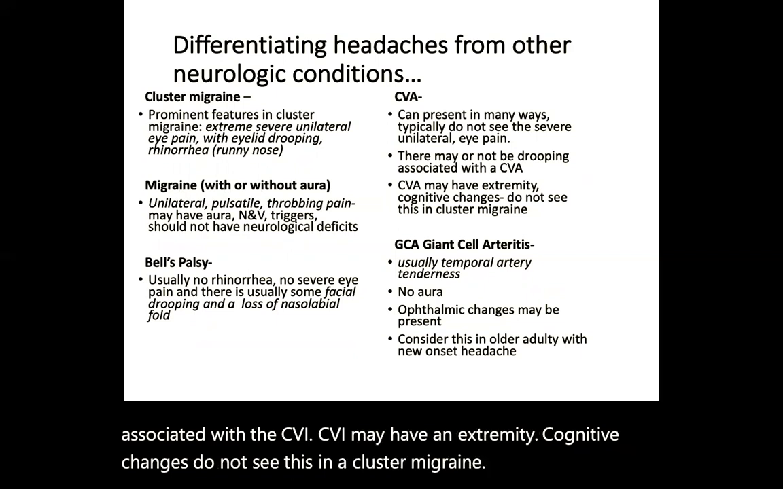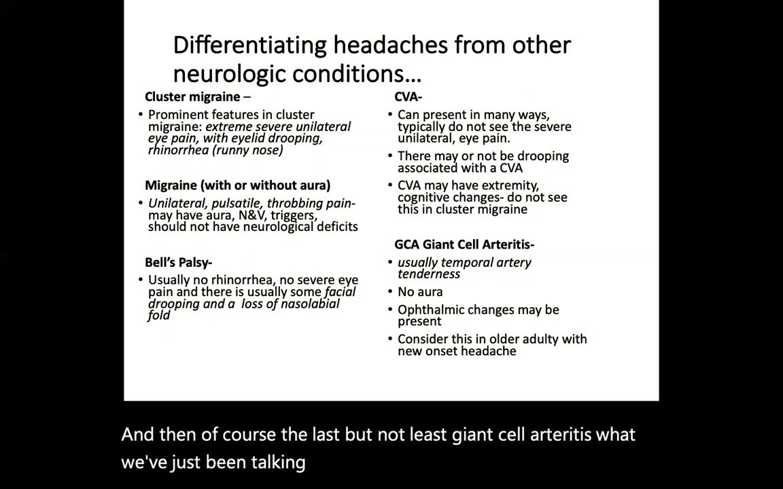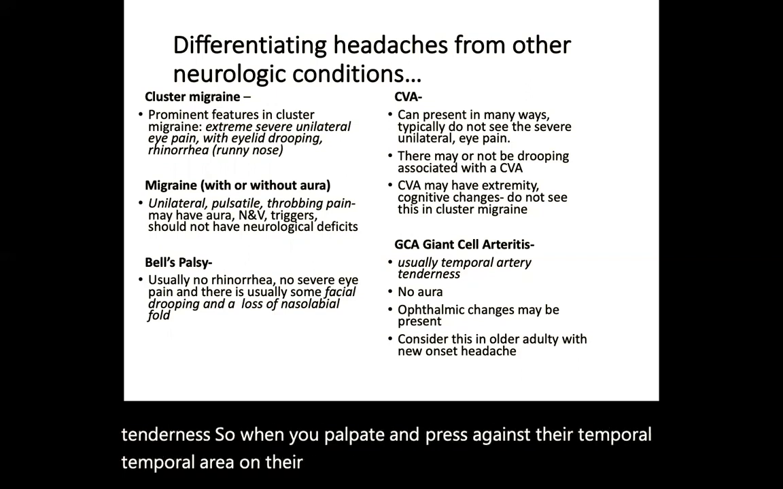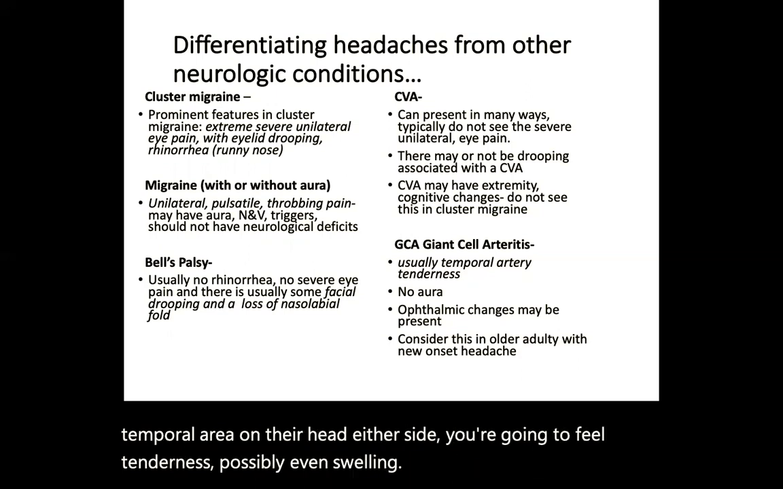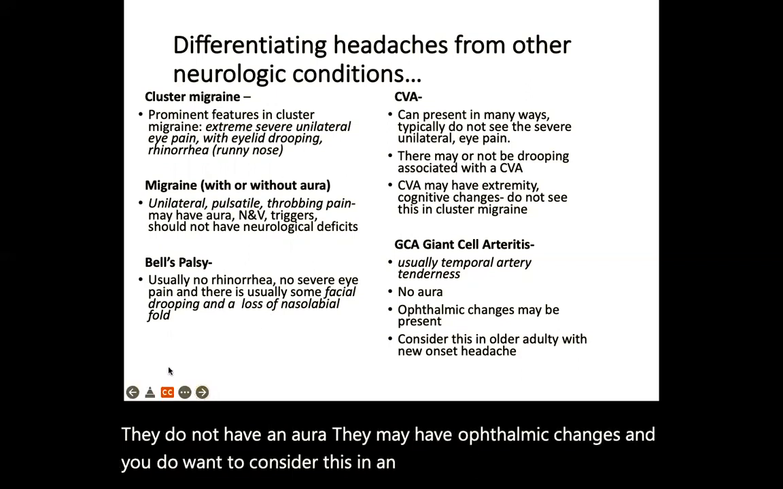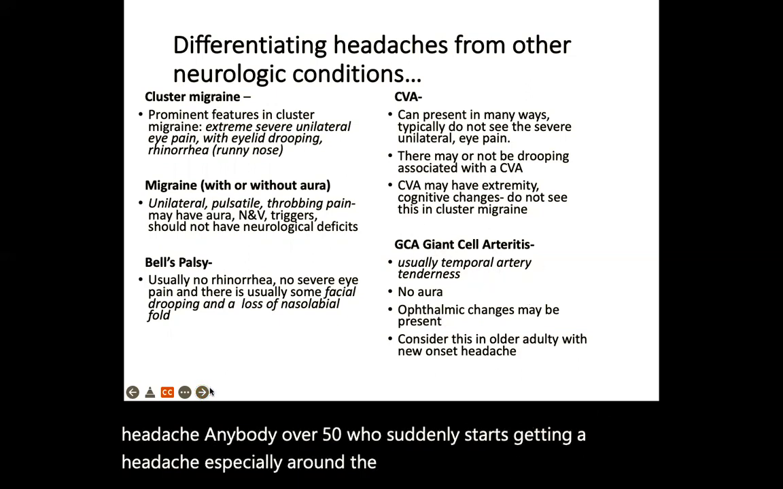And then, of course, last but not least, giant cell arteritis, what we've just been talking about. It's usually got that temporal tenderness. So when you palpate and press against their temporal area on their head, on either side, you're going to feel tenderness, possibly even swelling. They do not have an aura. They may have ophthalmic changes, and you do want to consider this in an older adult with a new onset headache. Anybody over 50 who suddenly starts getting a headache, especially around the temporal area, consider this diagnosis.